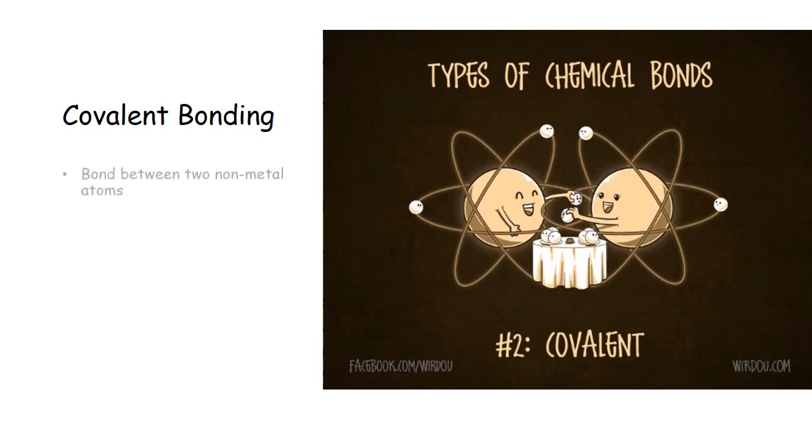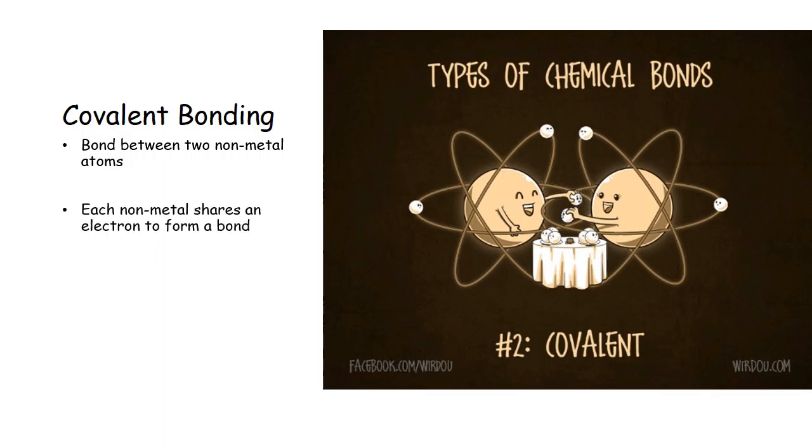Now, covalent bonding is a little bit different. Because covalent bonding is a bond between 2 non-metal atoms, both these atoms are going to want to keep their electrons and also gain electrons from other atoms. So they take the democratic view and decide that they're going to share. Each non-metal atom will give 1 electron to the other in order to share, and that shared pair of electrons forms a covalent bond.